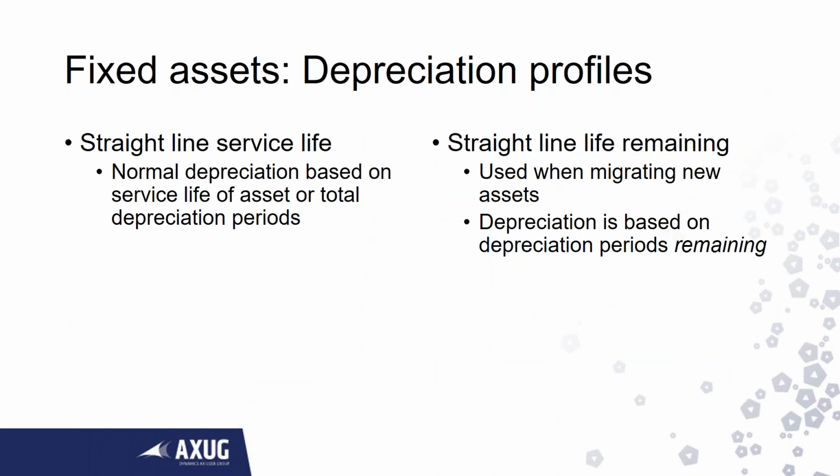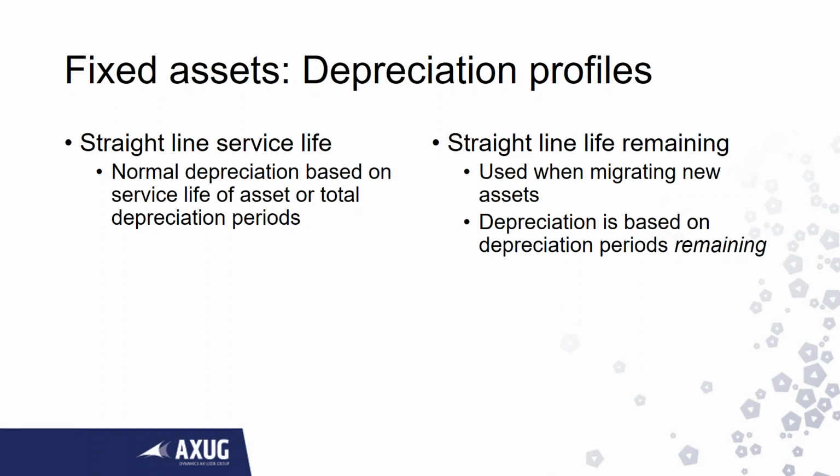So just to make some clarification between what's the difference between the straight line service life and the straight line life remaining, they sound very similar, but they only differ slightly. So the straight line service life is, I guess, the normal depreciation method in which you're depreciating based on the total service life of the asset or the total depreciation periods. While the straight line life remaining is used typically when you're migrating new assets in. So the asset will be depreciated based on the depreciation periods remaining.